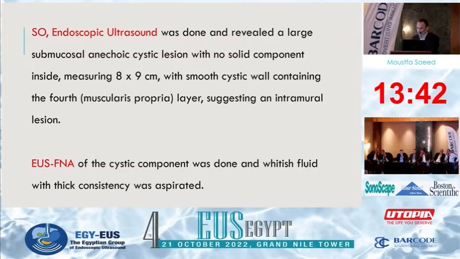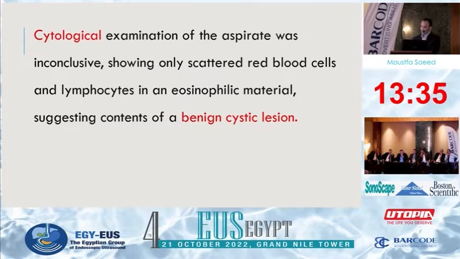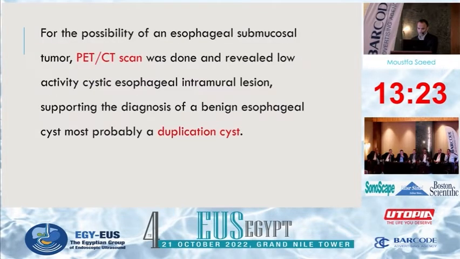EUS-FNA of the cystic component was done, and whitish fluid with thick consistency was aspirated. Cytological examination of the aspirate was inconclusive, showing only scattered red blood cells and lymphocytes in an eosinophilic material, suggesting contents of a benign cystic lesion. Then PET-CT was done and revealed a low-activity cystic esophageal intramural lesion, supporting the diagnosis of a benign esophageal cyst.